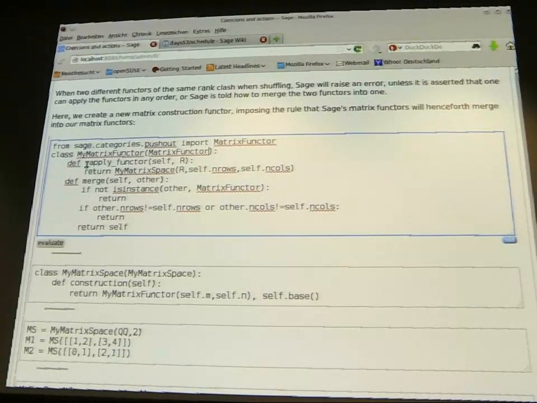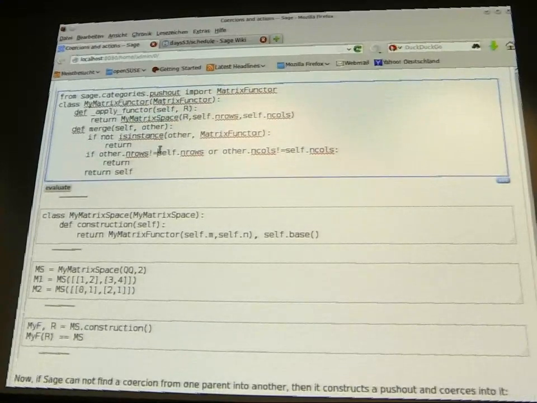In order to apply a functor, one should provide the method _apply_functor. So it takes any ring and applies our matrix field construction. And here's the merge. We would only merge two matrix functors with each other. This matrix functor could be either one from Sage or one of our matrix functors. We would only merge if the number of rows and the number of columns coincide. And if they do, then we return our matrix ring construction and not Sage's one.